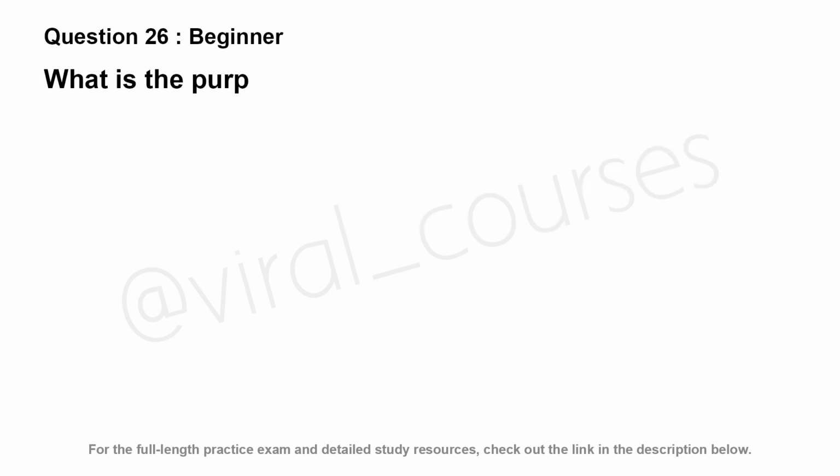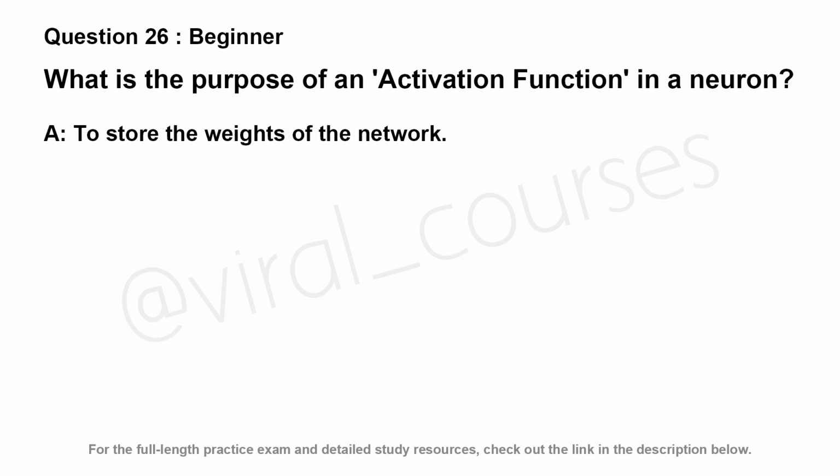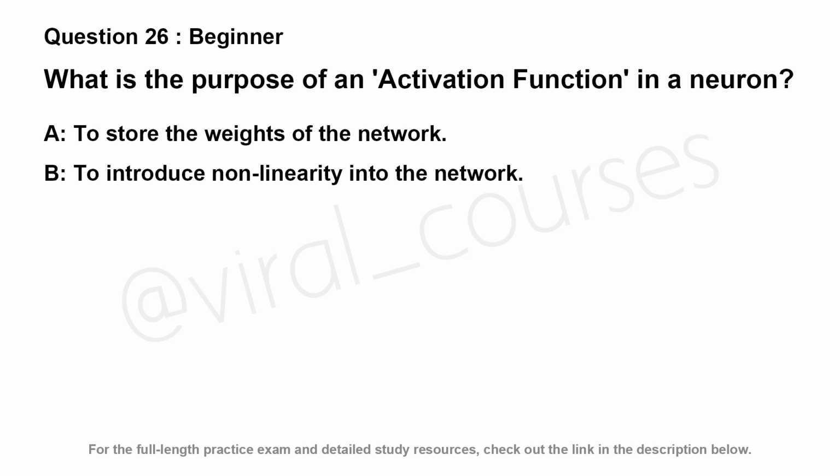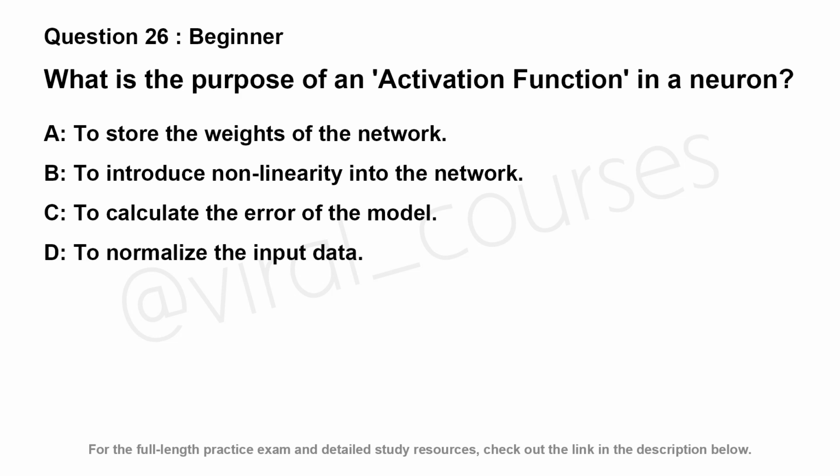What is the purpose of an activation function in a neuron? Option A. To store the weights of the network. Option B. To introduce nonlinearity into the network. Option C. To calculate the error of the model. Option D. To normalize the input data.